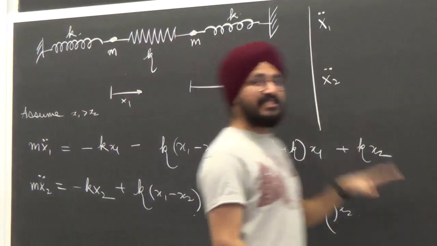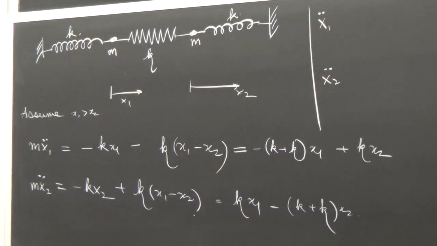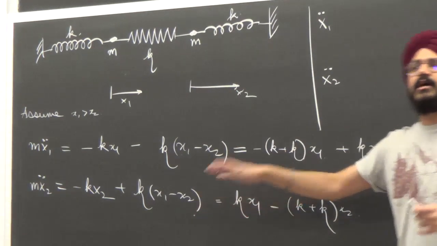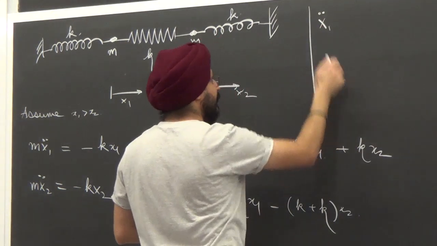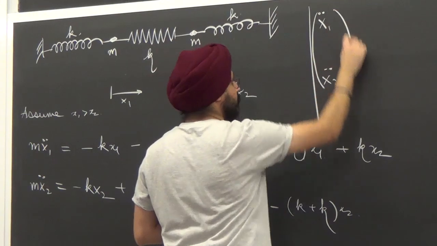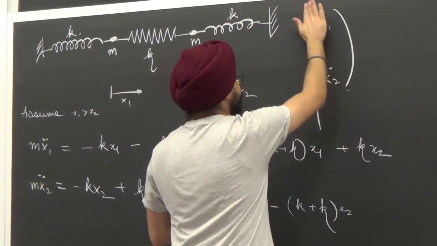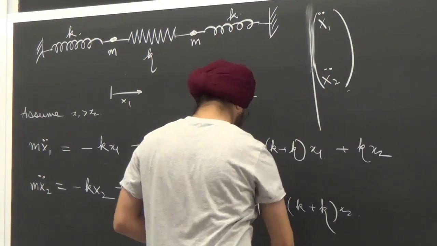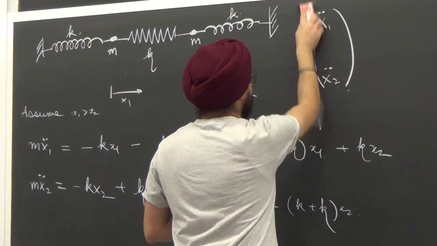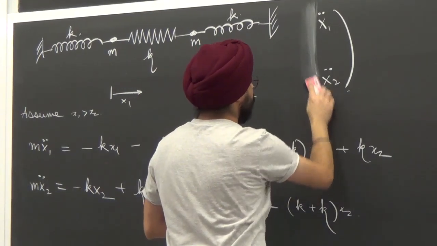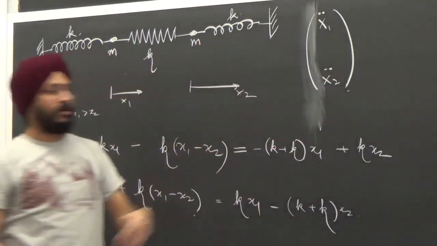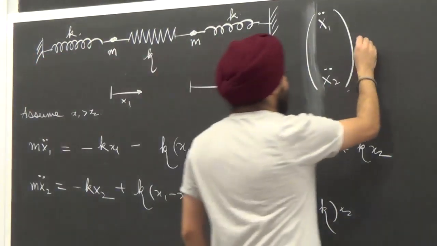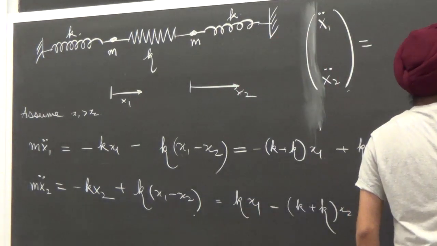So I want to express my equations in a compact matrix form. You don't have to. You can go with these clumsy long equations. It's not suggested. Now look at this. I have these two. I make a vector out of them. Maybe I should remove this line, this looks clumsy. I make a vector of x1 and x2 double dots, and they depend on x1 and x2 linearly.